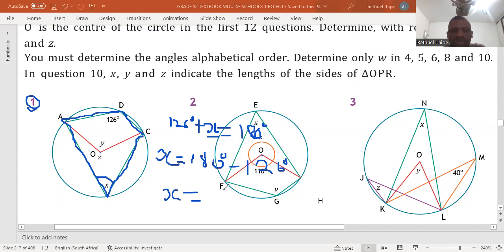So I'm sure we're done. The value of x is 54 degrees, which means x here is 54 degrees. If you obtained 54 degrees, then that is the correct answer.